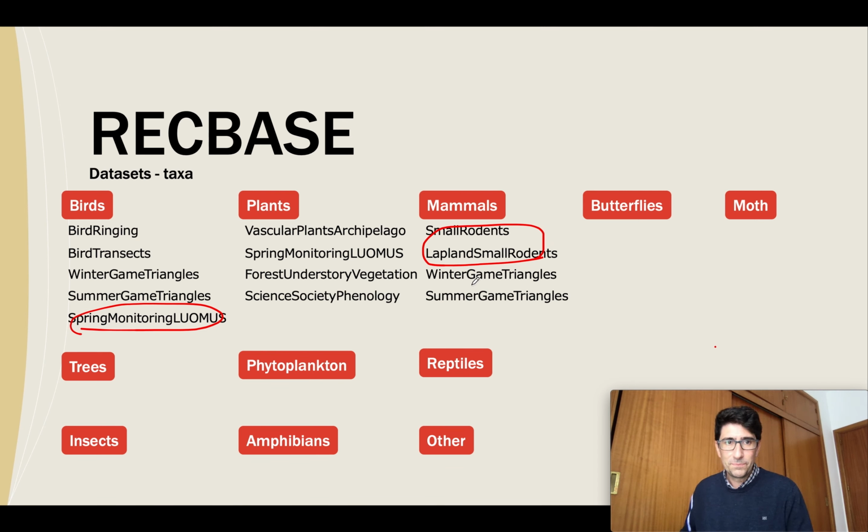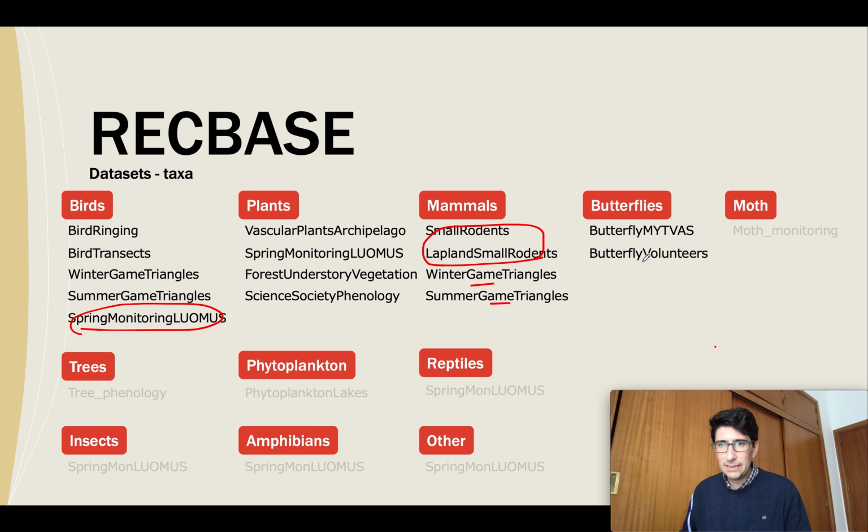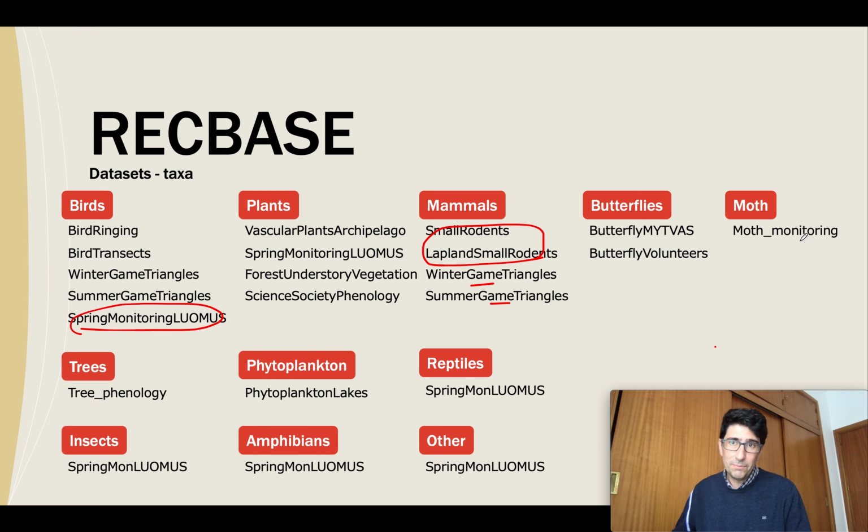Then we have, again, game. The butterflies we have 2, midvas and volunteers. And then moth, we have moth monitoring, trees, tree phenology, phytoplankton. We have only one, and this is the only one marine. And then we have reptiles, amphibians, and insects from spring monitoring.